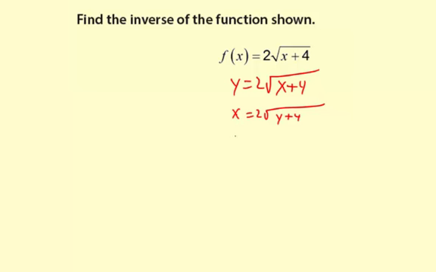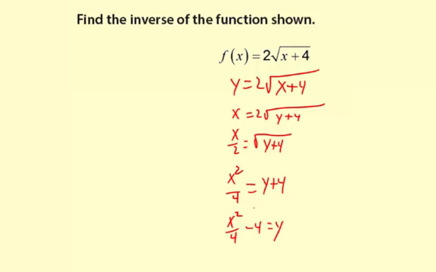So first thing I'm going to do is divide by 2. x divided by 2 equals the square root of y plus 4. And I'm going to square both sides. So it's going to be x squared divided by 4 equals y plus 4. And then finally, subtract 4 from both sides. It's going to be x squared divided by 4 minus 4 equals y. So what I can say is f inverse of x equals x squared divided by 4 minus 4.